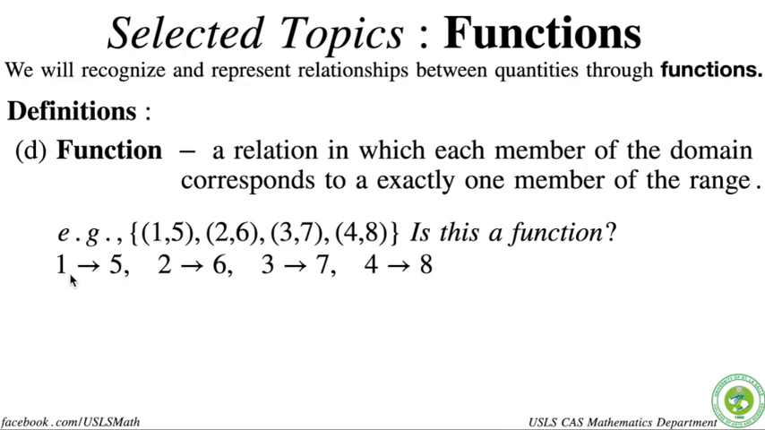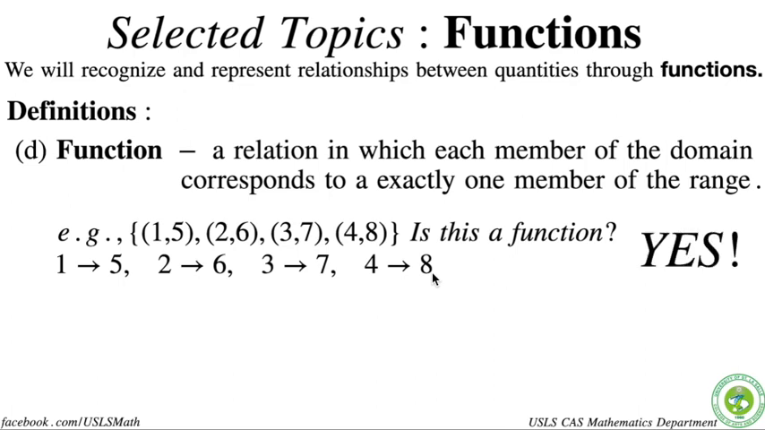Does 1 give us anything but 5? Well, we cannot see it here. Does 2 give us anything but 6? Well, none. 3 only gives us 7. That's unique. 4 only gives us 8. That's unique. So therefore, this example here is indeed a function.